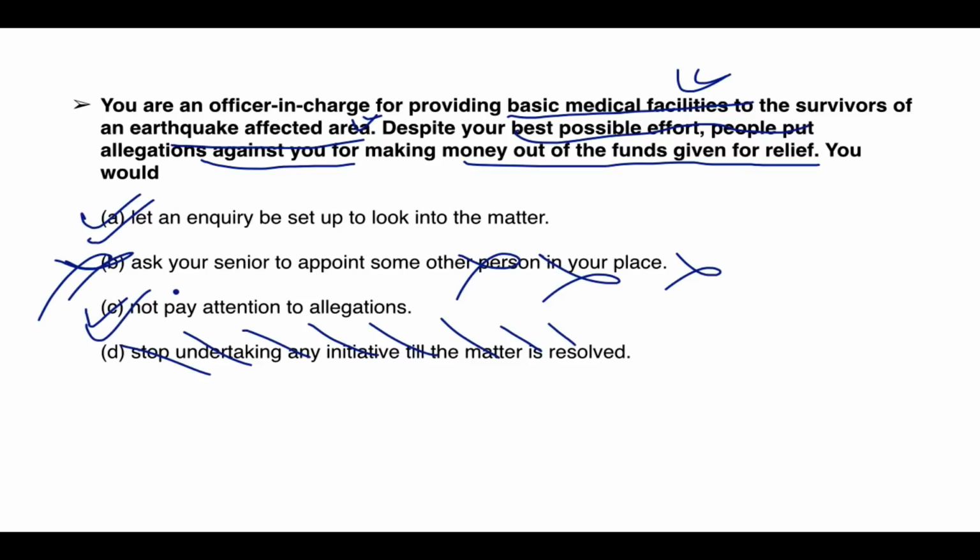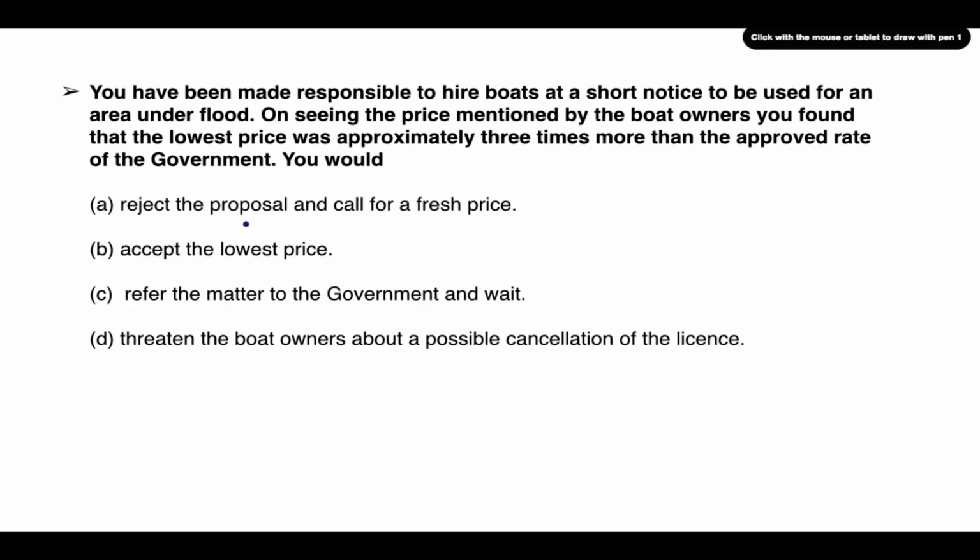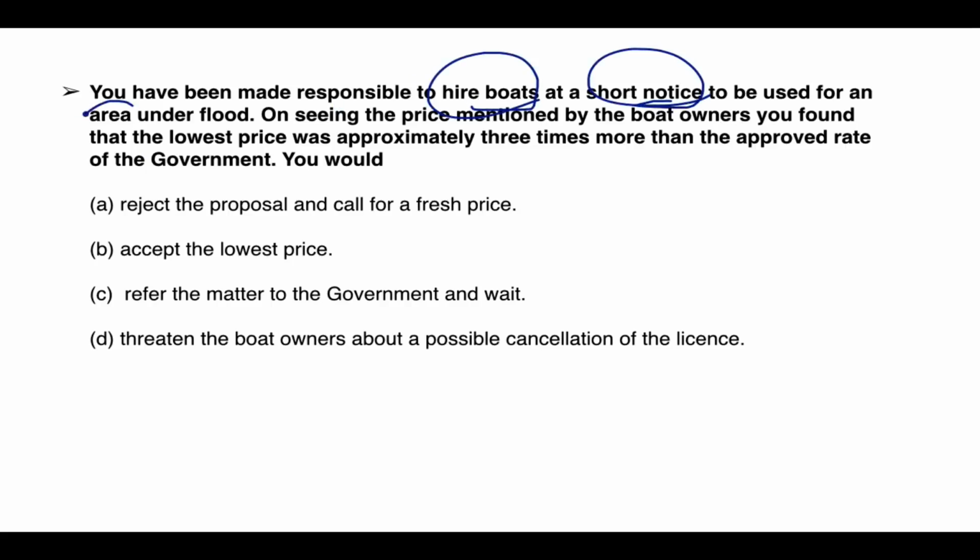So you have to be either A or C. You have been made responsible to hire boats at short notice under area flood. So it's a very, very emergency condition. On seeing the price mentioned by boat owners, you found that the lowest price was approximately 3 times more than the approved rate of the government.